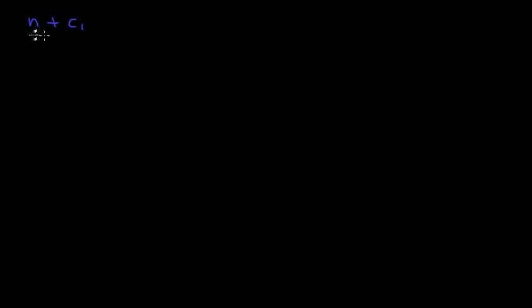n plus c1 over n plus c2. Tell me what the limit of this sequence tends to. Go and pause the video and find out. Limit as n tends to infinity of this. If we divide both the numerator and denominator by n, we should get 1 plus c1 over n, over 1 plus c2 over n.